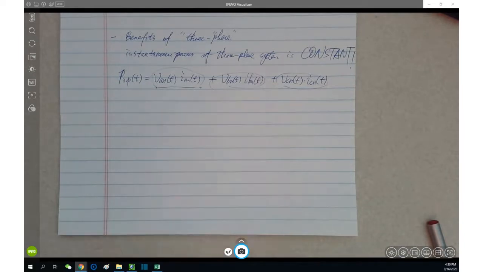So it's constant. This is the most significant benefit, because recalling back, in the single phase that is not the case. It's not the case.